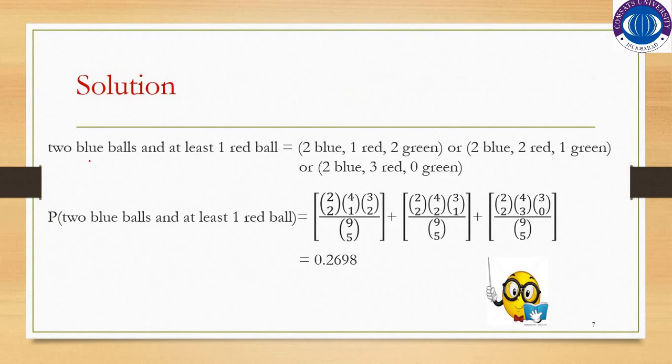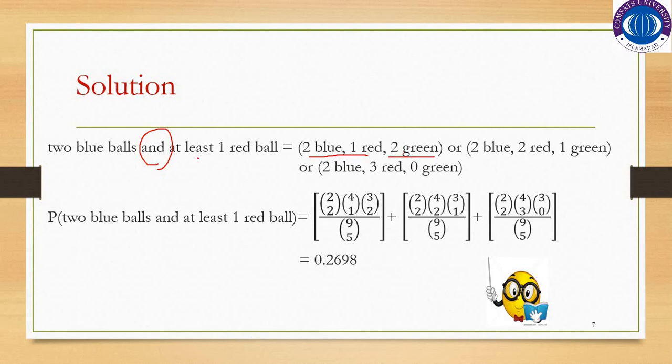They are saying to find the probability that you are selecting 2 blue balls and at least 1 red ball. As you are selecting 5 balls from the urn containing 9 balls, what you can do is select 2 blue balls, as it is obvious, and 1 red ball. This is the case where you have 3 balls selected and you have to select a total of 5 balls, so the remaining 2 will be green balls.